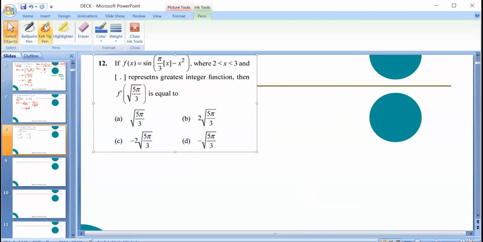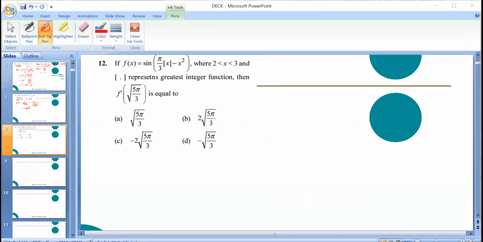I'll take question number 12. f of x is the function given as sine of (pi by 3 into greatest integer function of x minus x squared), where x is in between 2 and 3. Then f dash of square root of pi by 3 is equal to.